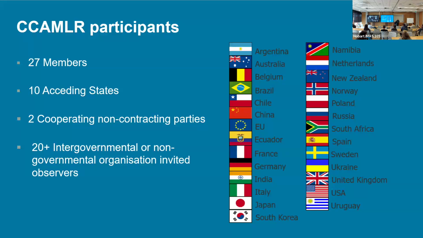There are 27 members currently. We get a new member every couple of years or so. There's 10 big states and some non-contracting parties and about 20 different observer organizations that come to the meetings each year. There's a full list of countries there on the right. You can see if your home country's there.